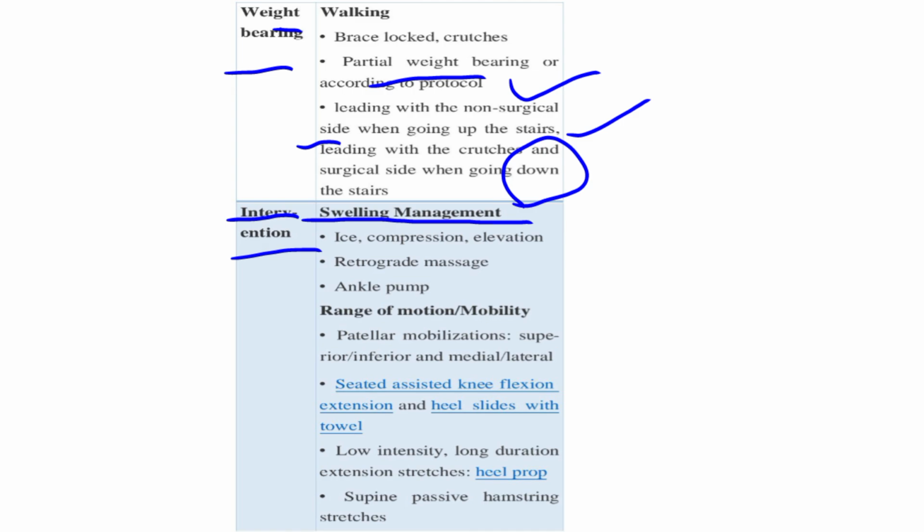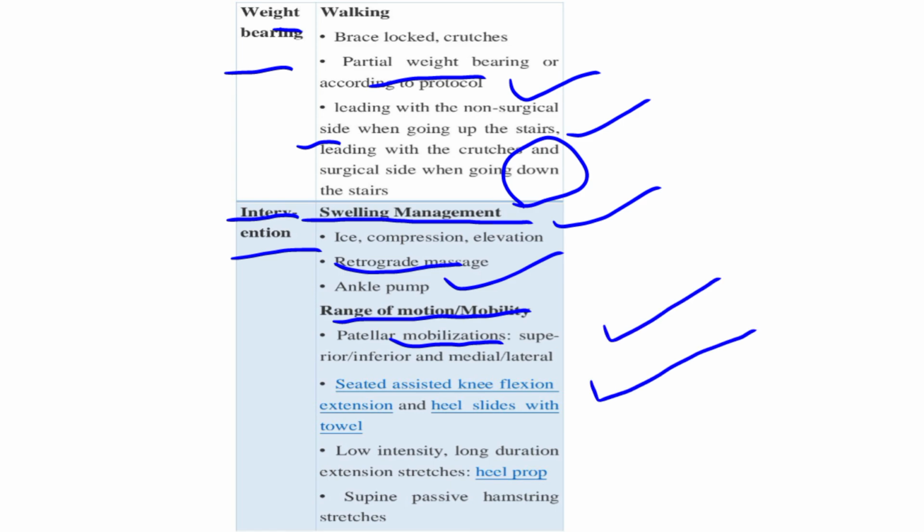For swelling management we do icing, compression, elevation, retrograde massage, and ankle pumps to improve blood circulation. Range of motion and mobility exercises include patellar mobilization, superior, inferior, medial, and lateral, assisted knee flexion and extension. Heel slides are also recommended in phase 1. If there is low intensity, then the duration will be longer. Supine passive hamstring stretches are also recommended.